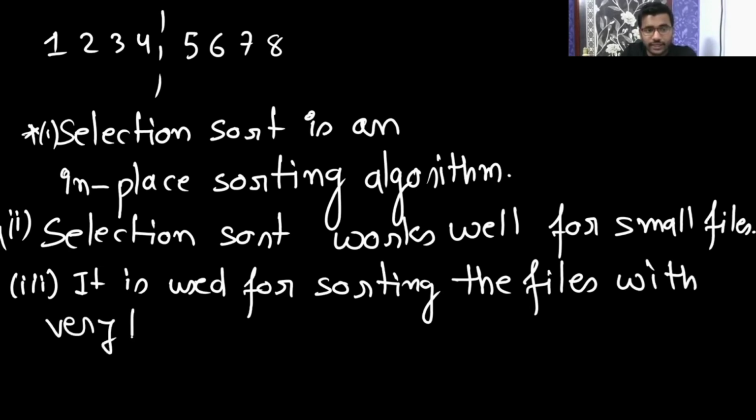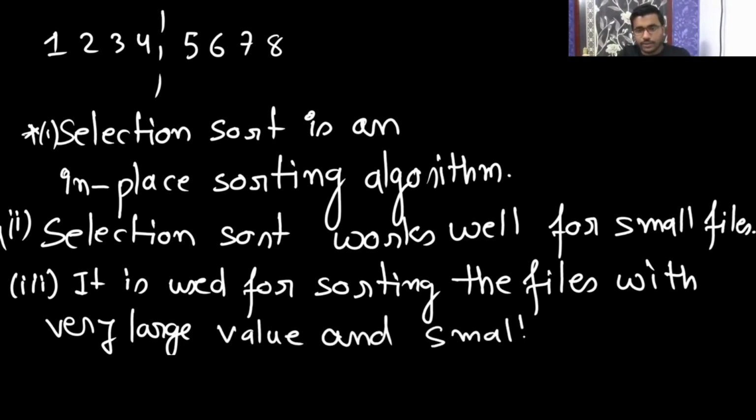very large values, which means each record has a very large value, like 1 lakh, 2 lakh, 3 lakh, very large values, but the key will be small. Okay, but the key will be small.